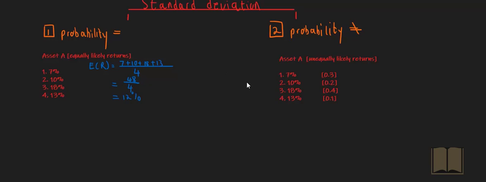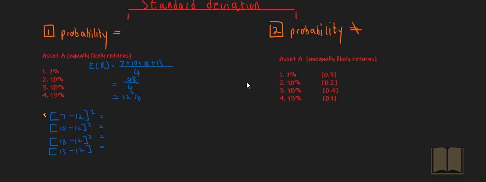Now, to calculate the risk associated with asset A, in other words, the standard deviation, you first need to calculate the variance. You calculate the variance in the following way. You take the squared deviations of each data point and the expected return. So it's the difference between the data point of 7 minus the expected return of 12%. We square that difference. 10 minus 12 squared, 18 minus 12 squared, and 13 minus 12 squared.